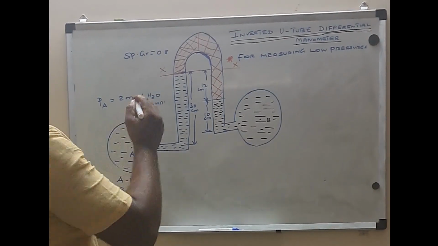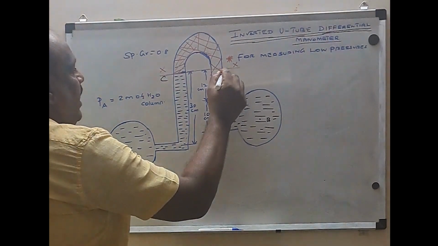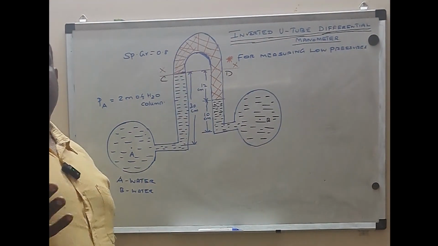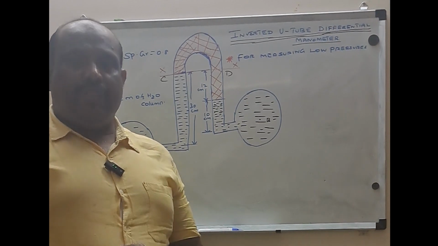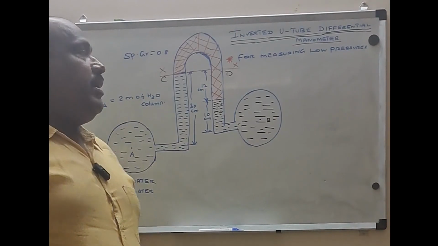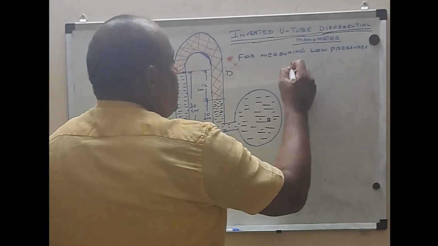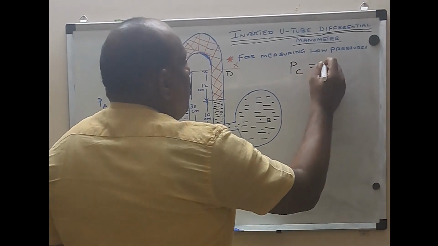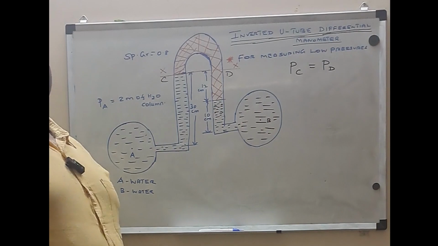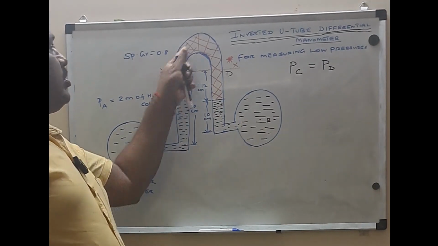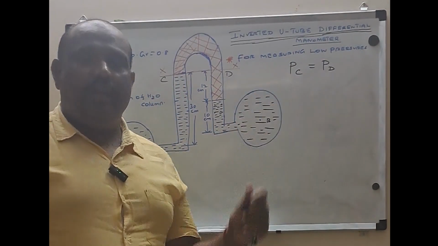Let us name the points C and D as usual. What physics are we going to use? As we discussed in the earlier session for the normal differential U-tube manometer, we know the pressure at C will be equal to the pressure at D, because they are at the same level. So the pressure should be equal, because they also have the same fluid. So PC should be equal to what?